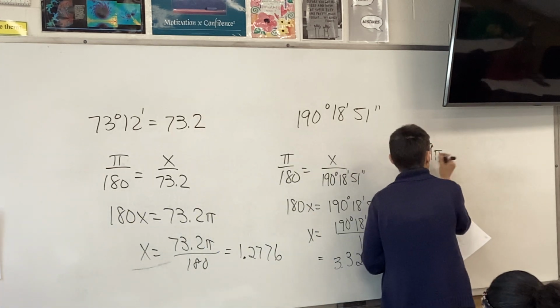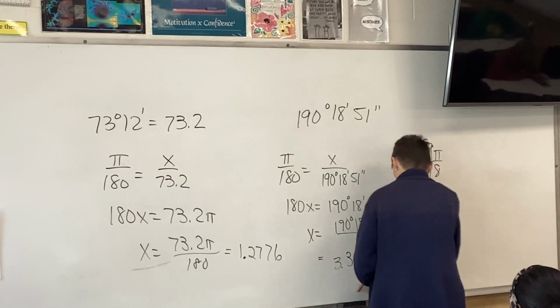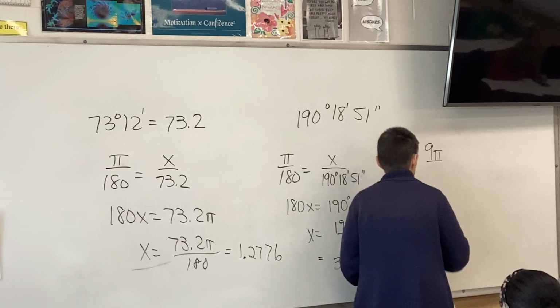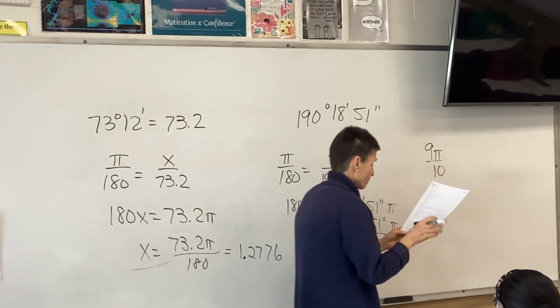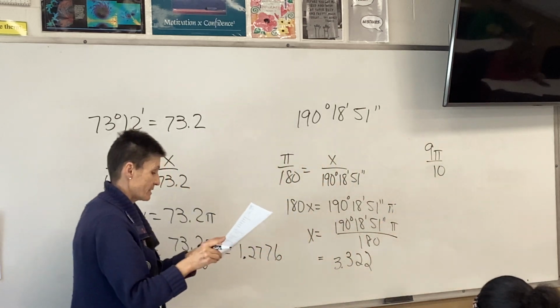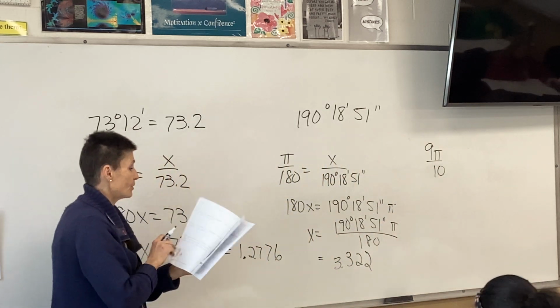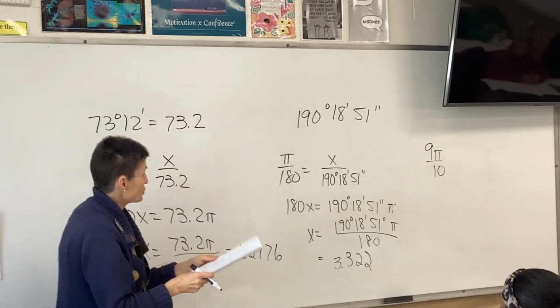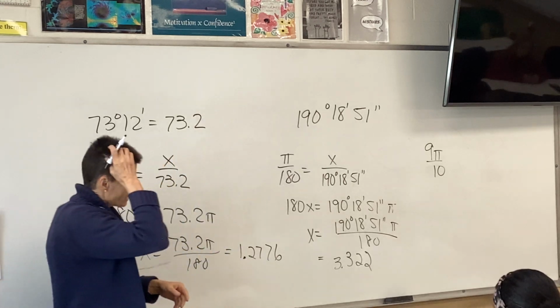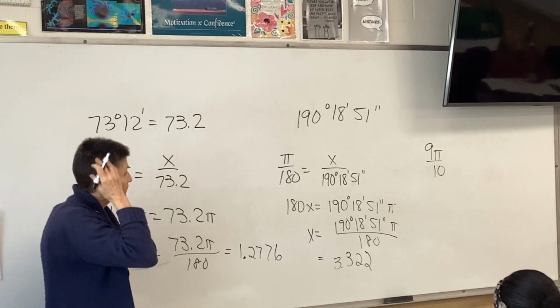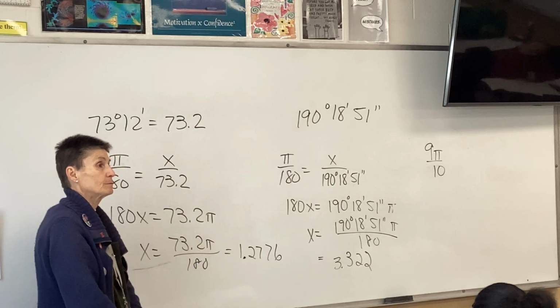All right, now we're going the other way. Oops. Now we've got a radian measure. This is no calculator. No calculator for number 5. I didn't say that, but no calculator. We're changing 9 pi over 10 into a degree measure.